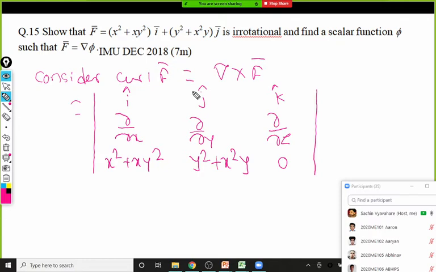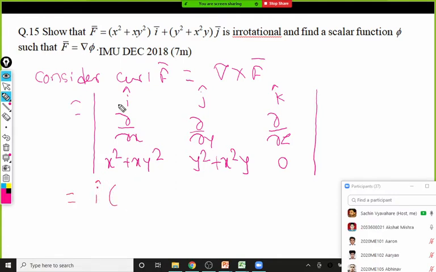Now only one part is left: we have to evaluate this determinant. And one more mistake that a few students make in the exam: as the question is to show that it is irrotational, definitely the answer will come as a 0 vector, but don't write equal to 0 bar directly. Some examiners are always interested to see the actual calculation, whether you have done it or not. So this step is an important step. You should write that calculation.